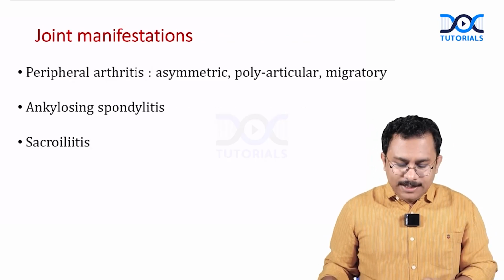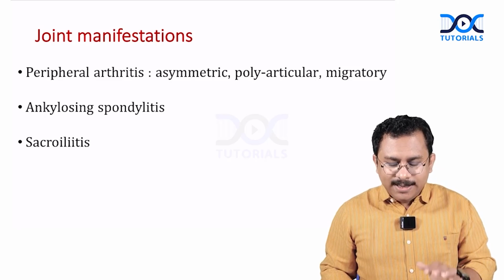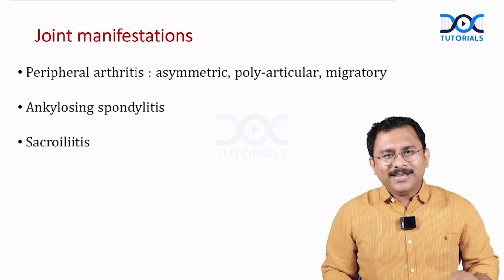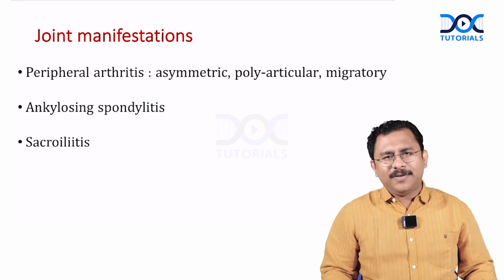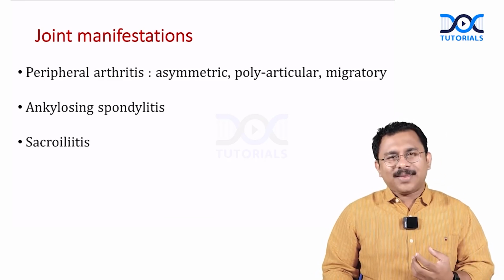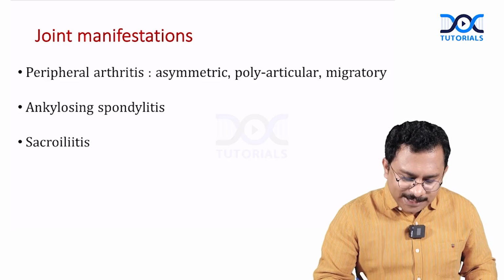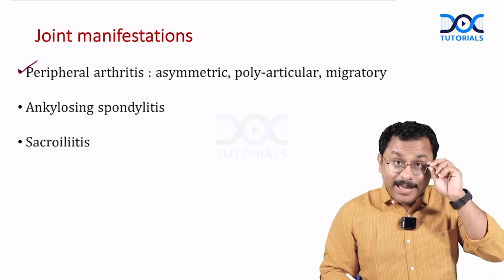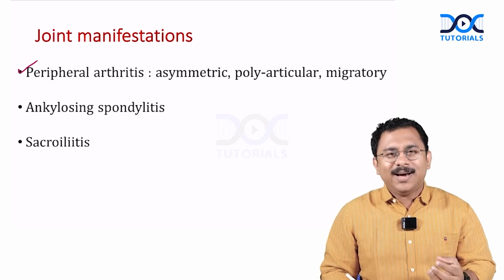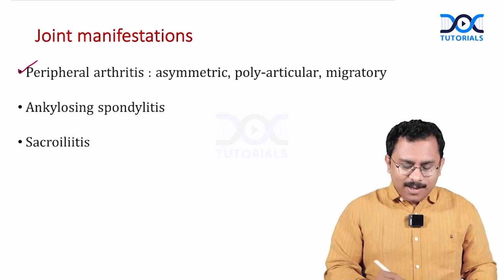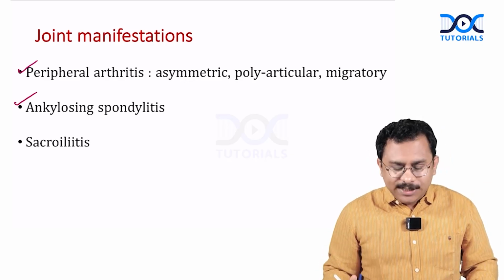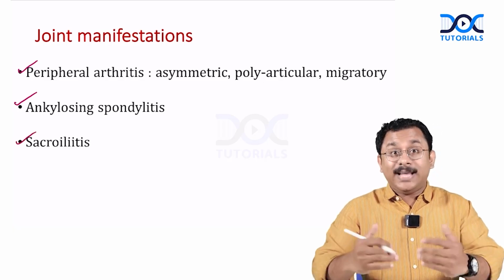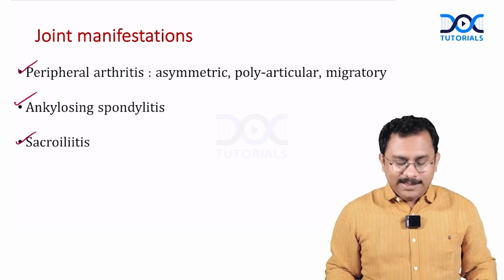Okay, right. So let us move on to discuss the extraintestinal manifestations. First of all, joint manifestations. Very common extraintestinal manifestations. You can have different sorts of joint involvement. One is a peripheral arthritis, and if there is a peripheral arthritis, it's usually asymmetric, polyarticular and migratory. You can have ankylosing spondylitis. You can have sacroiliitis without an accompanying ankylosing spondylitis as well.